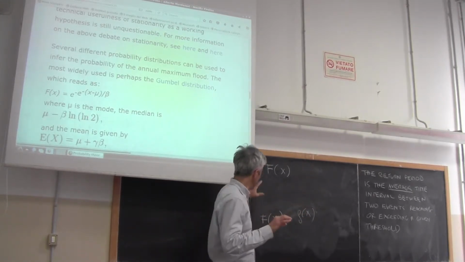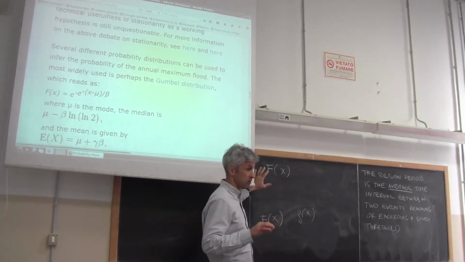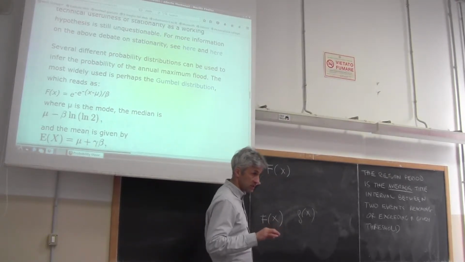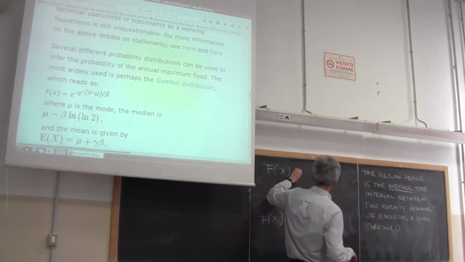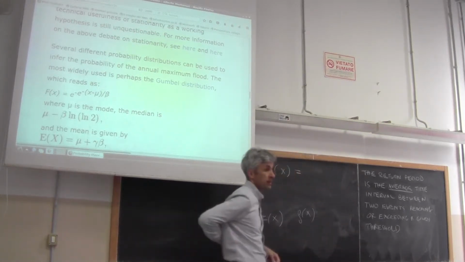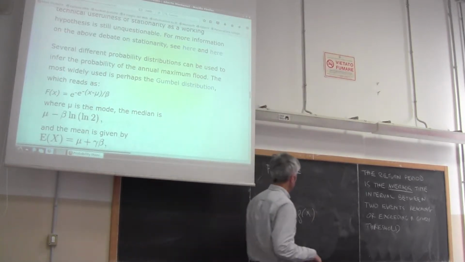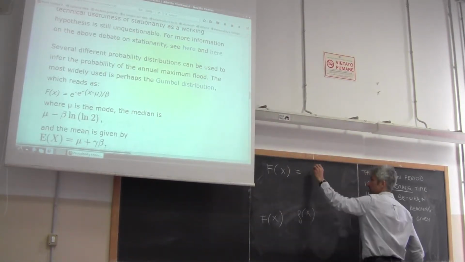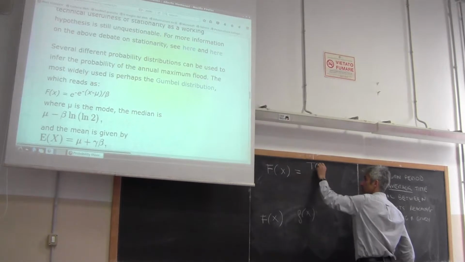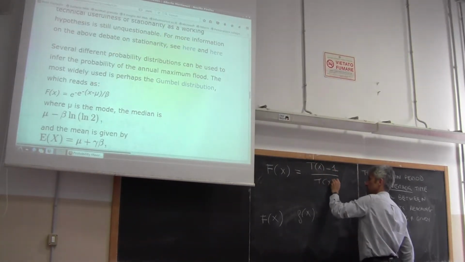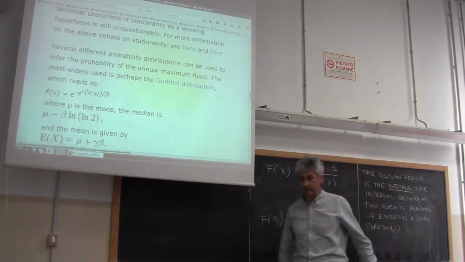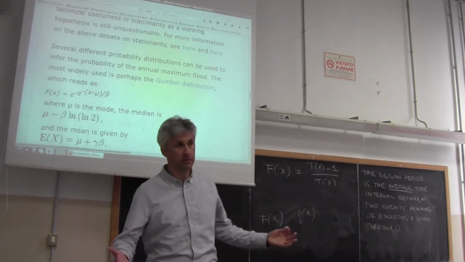Okay? So, of course, there must be a correspondence between the probability of not exceedance and the return period. And in particular, if we indicate the probability of not exceedance with Fx, and the return period is indicated with Tx, if we compute this ratio, Tx minus 1 divided by Tx, we get the probability of not exceedance.